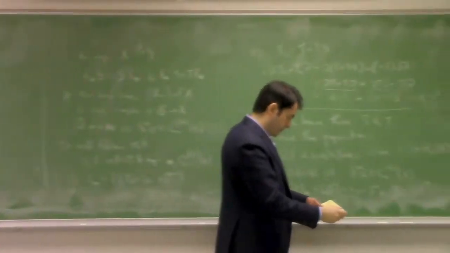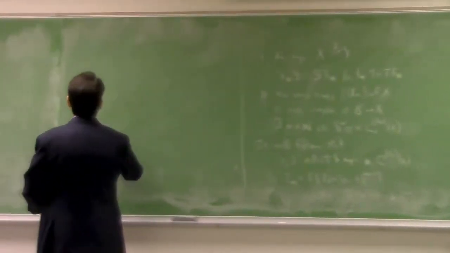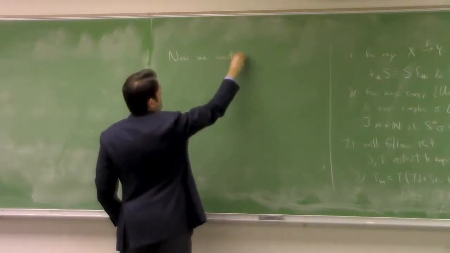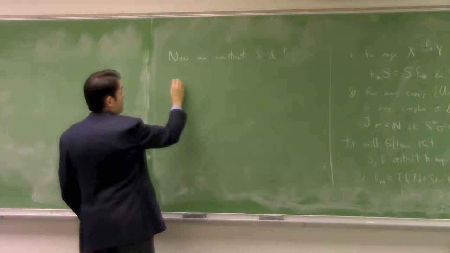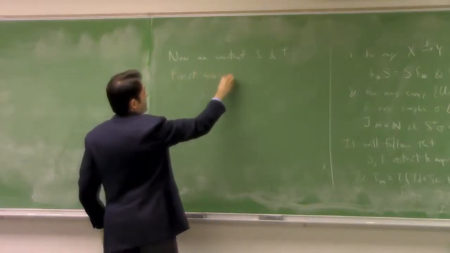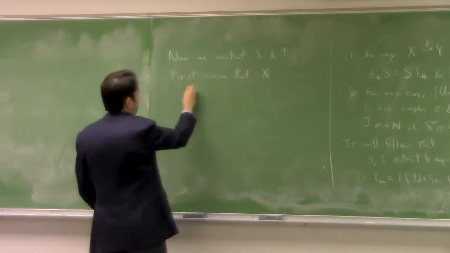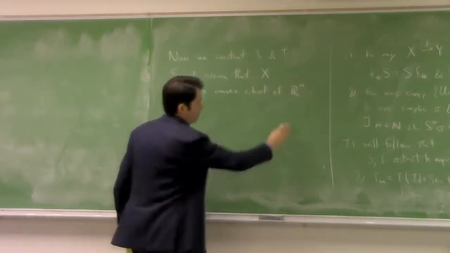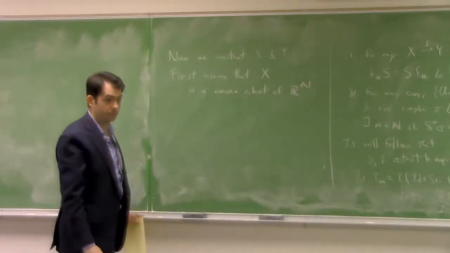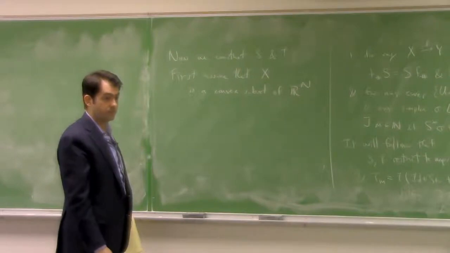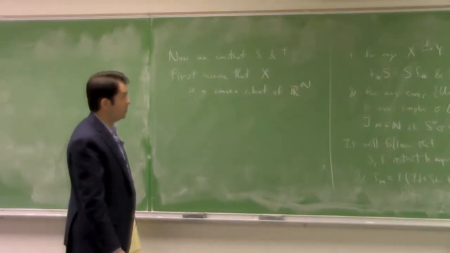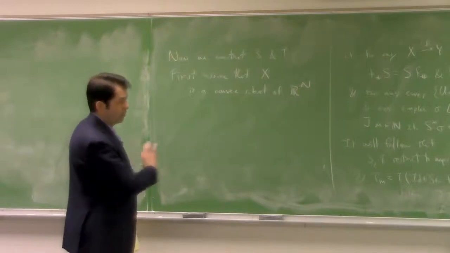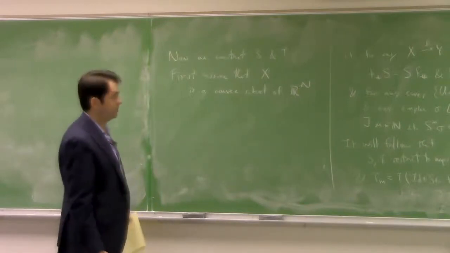Okay, so now we construct S and T. First assume that X is a convex subset of some Euclidean space, because I want to be able to talk about linear functions and take cones and things like that. So let's assume we're working here, and then we'll figure out how to transfer this to an arbitrary topological space later.